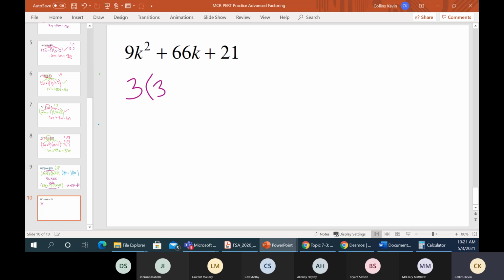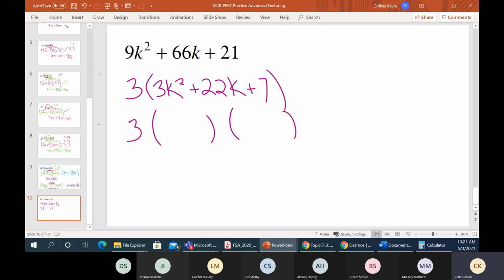So if I bring out a 3, then this is going to become 3k squared plus 22k plus 7. Now, that cut down our choices a lot, didn't it? Because now we just leave the 3 out front, and let's look at this part.